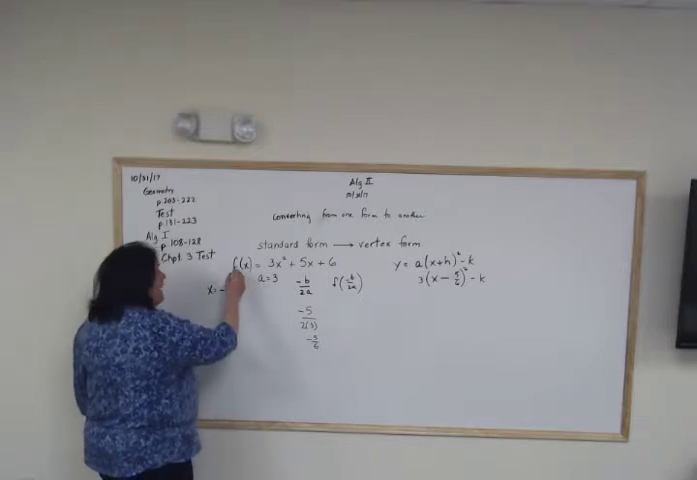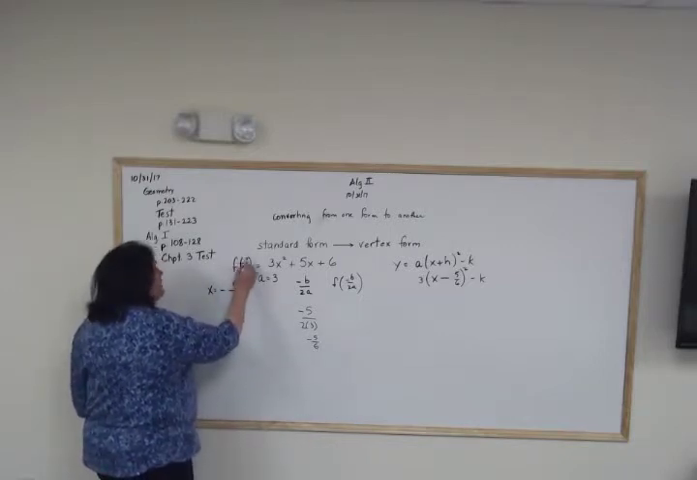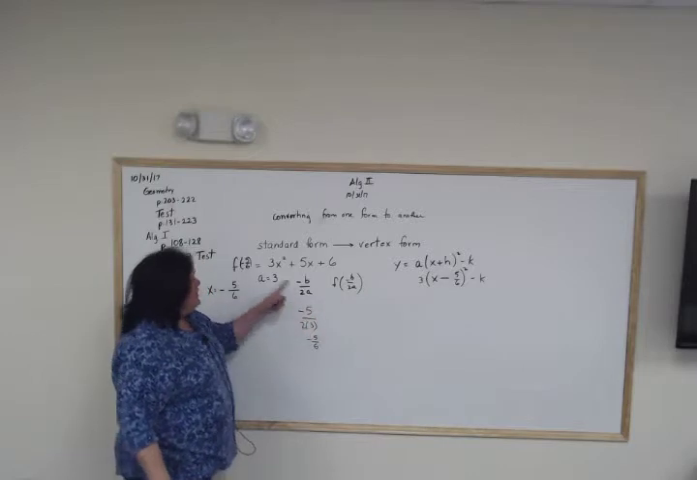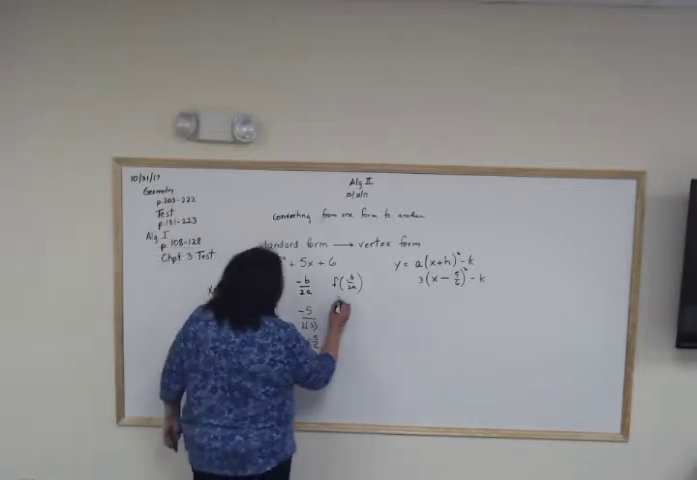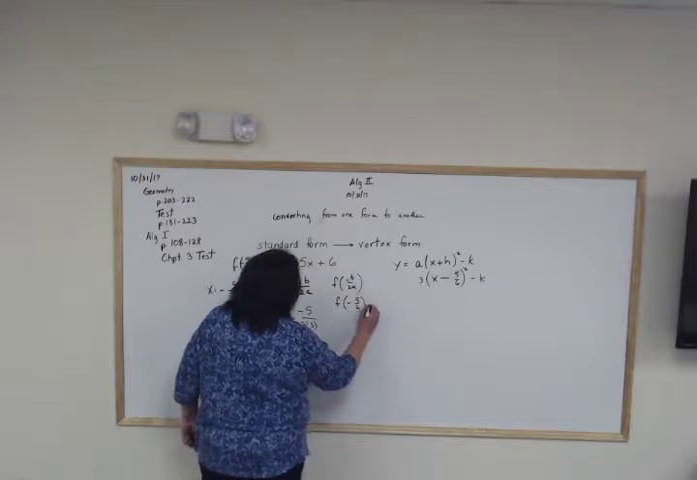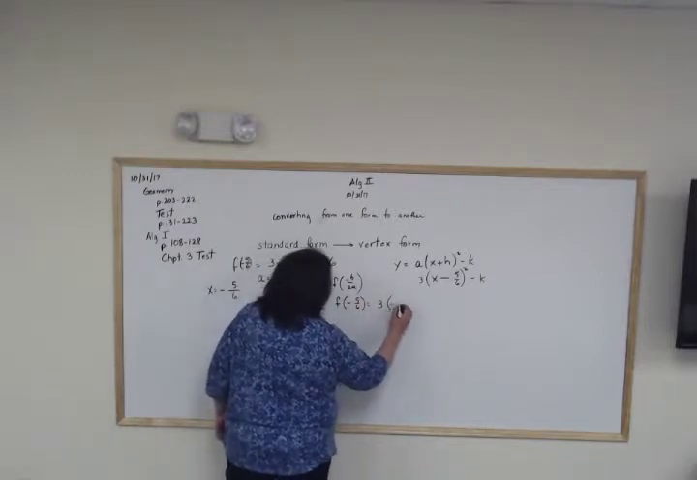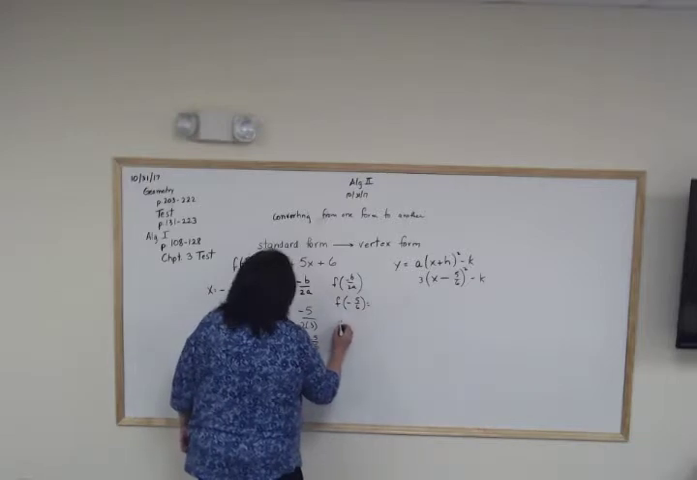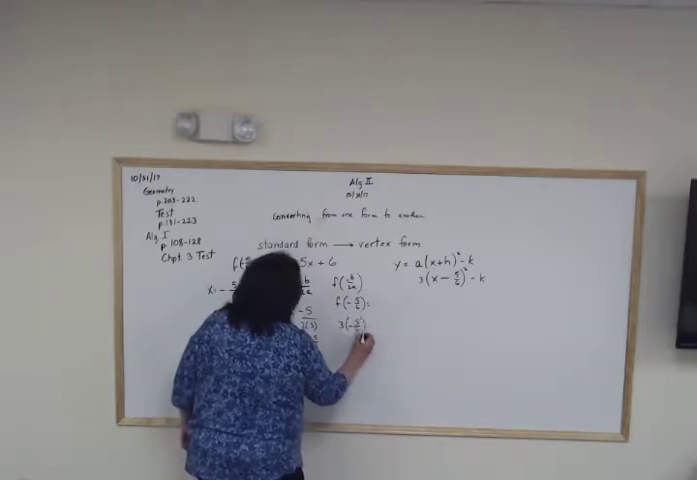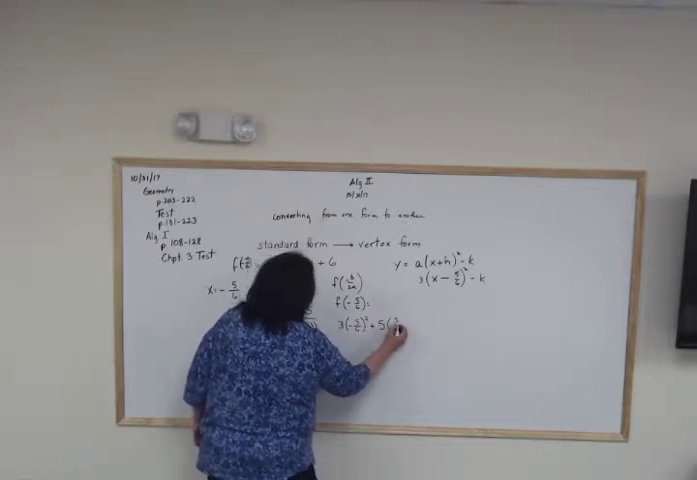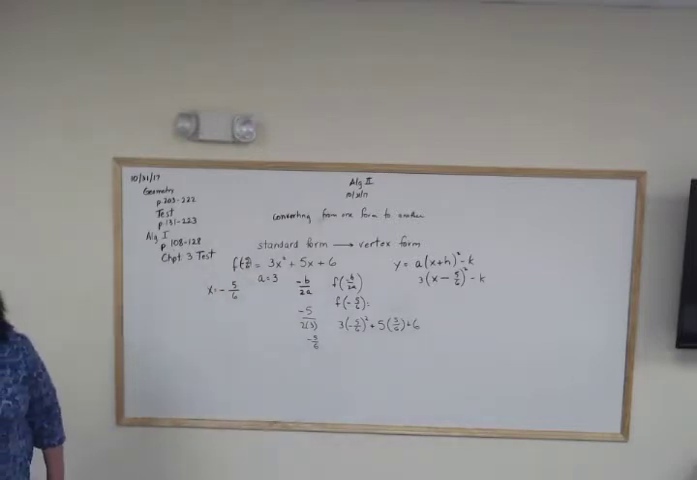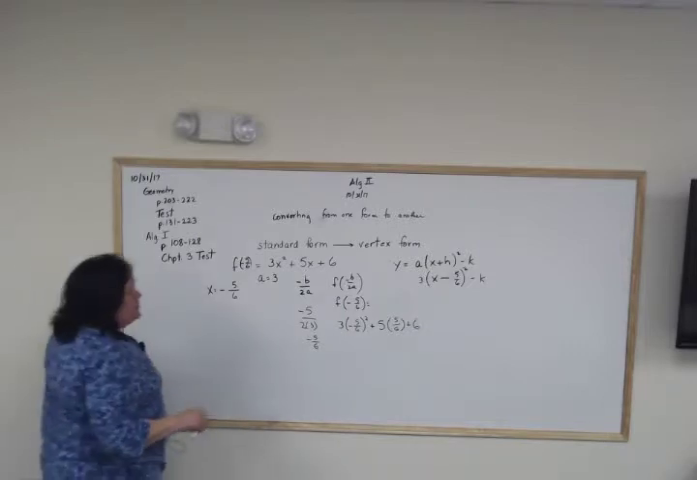Now, I take f, and in place of x, I put negative 5/6, don't I? That's why it's called f of negative b over 2a. So I find f of negative 5/6, and that equals 3 times negative 5/6 squared plus 5 times negative 5/6 plus 6. I'm running out of space here, so let me do it under here. Now, you can punch it into your calculator and ask for your answer in fraction form. You can do that. Let's do it by hand.